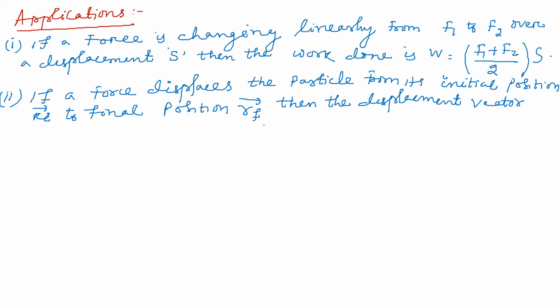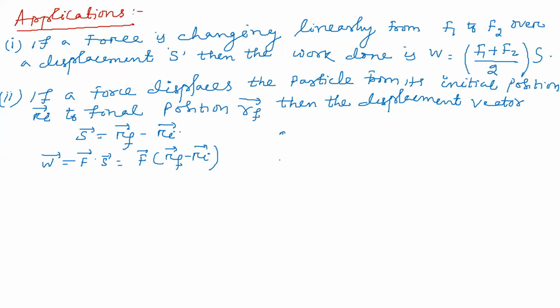Rf minus Ri, right? We find the position vector. S is equal to final minus initial. Okay. And if again he is asking for work done, what do you know? Work is equal to force into displacement. Correct? That means force into Rf minus R initial.